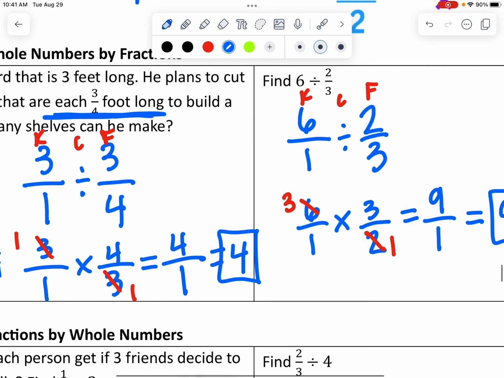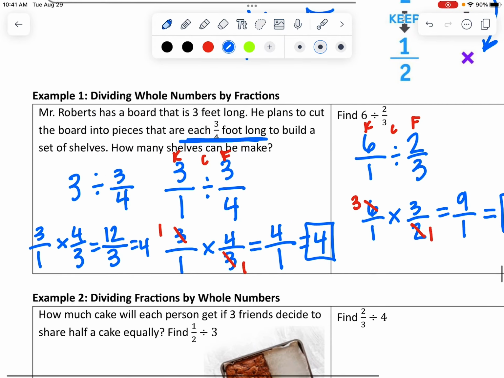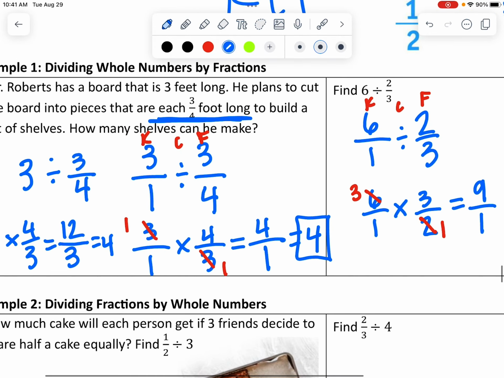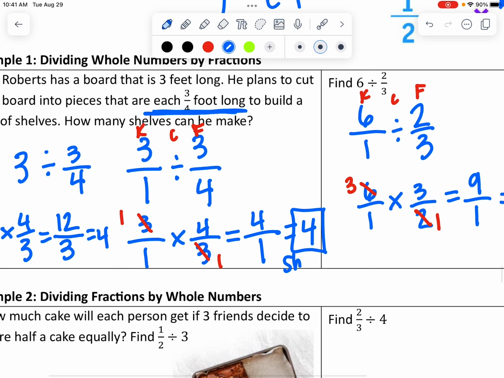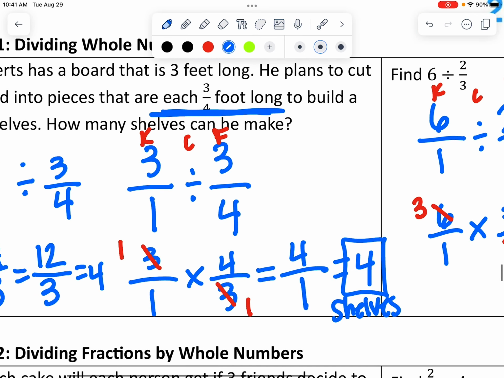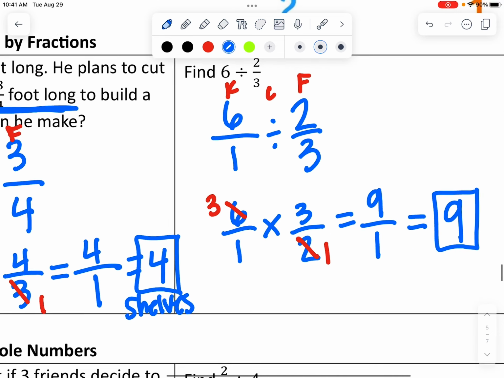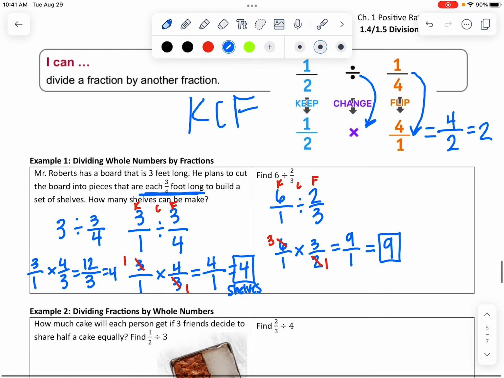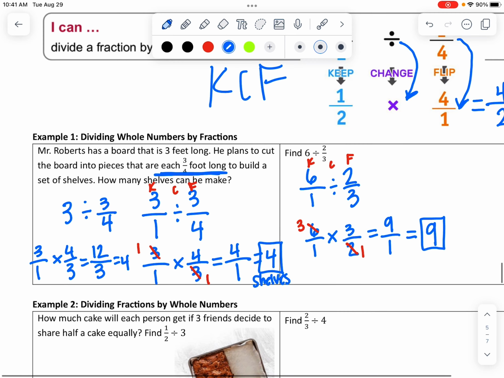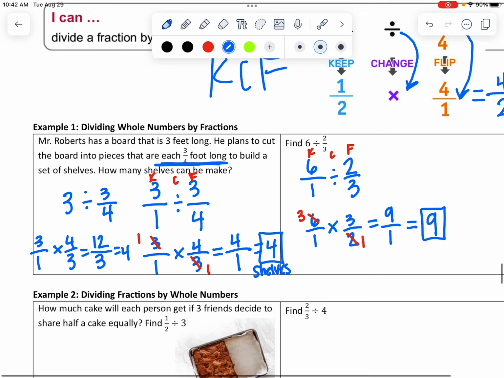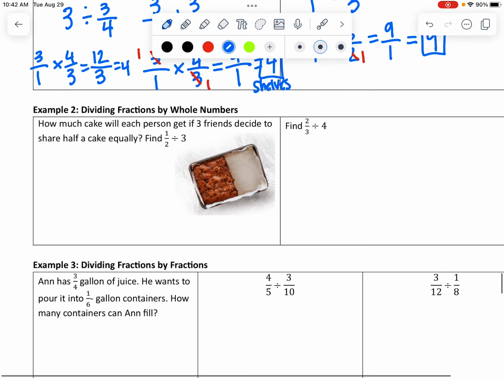I just realized on our last one, we forgot to label. It should be 4 shelves. So I'm going to add that right there. Because it's not feet, it's asking how many shelves can he make, and he can make 4 shelves. Okay, so similar to multiplying, you just have to do keep, change, flip first, and then you multiply across. All right.